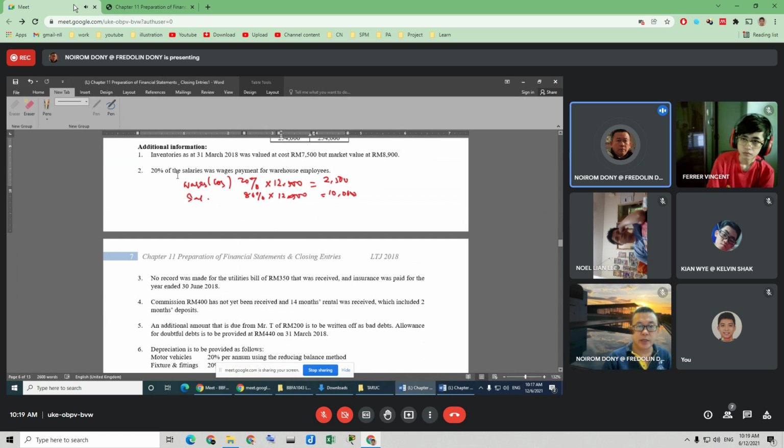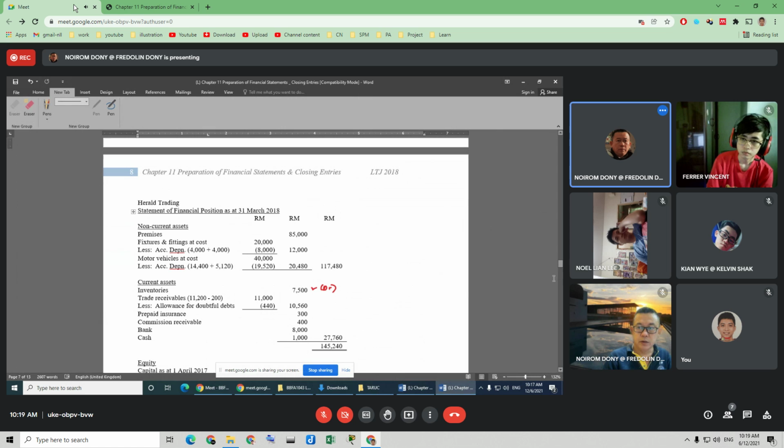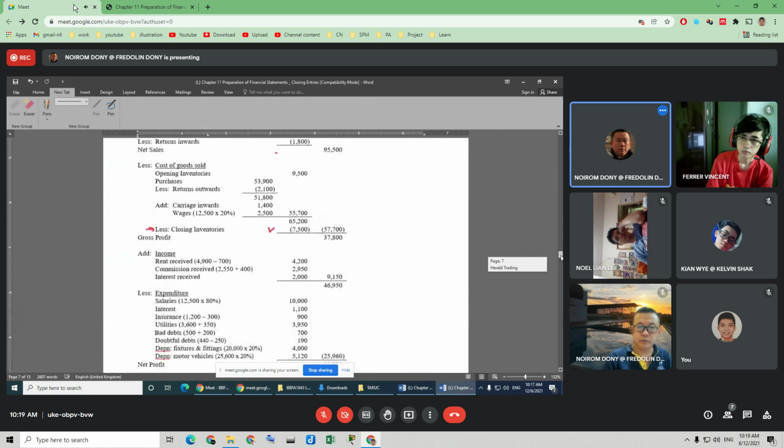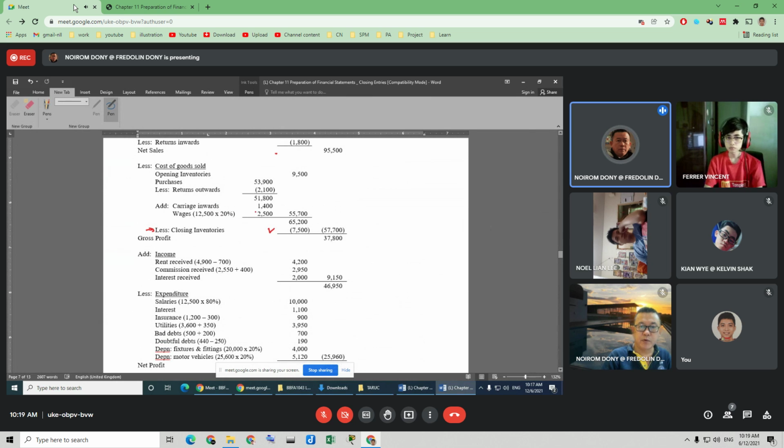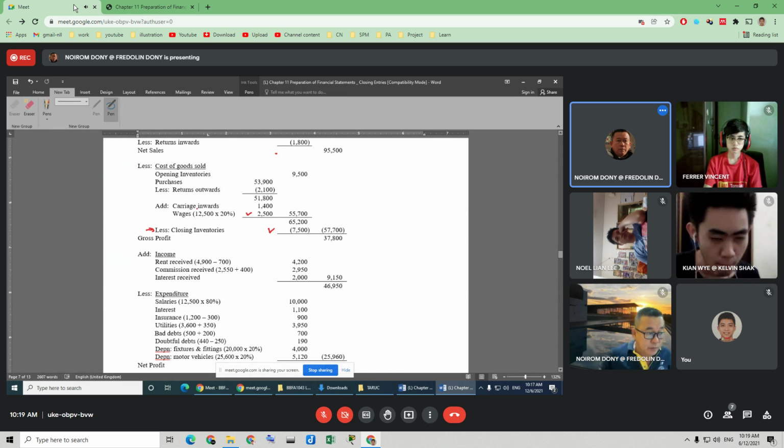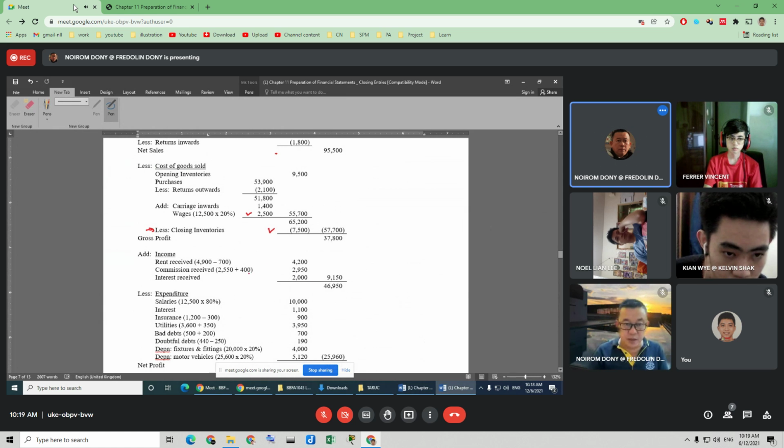Now, number two, 20% of the salary, meaning in the cost of sales. By providing this, we include it in the cost of sales and wages. And the salary, only 10,000 under other expenses.